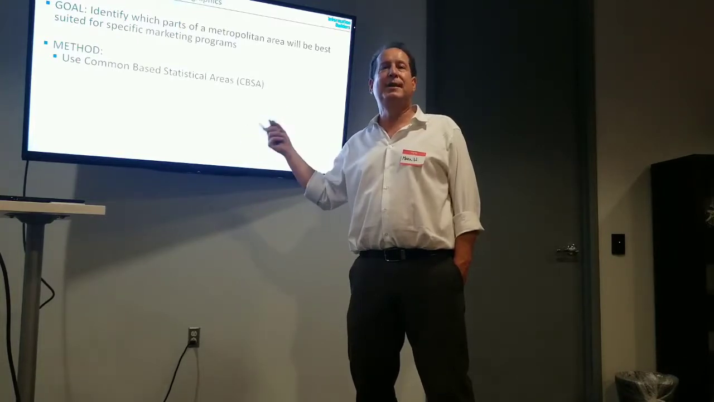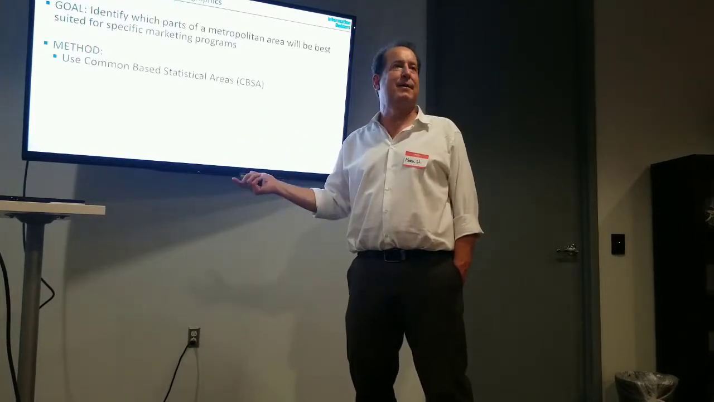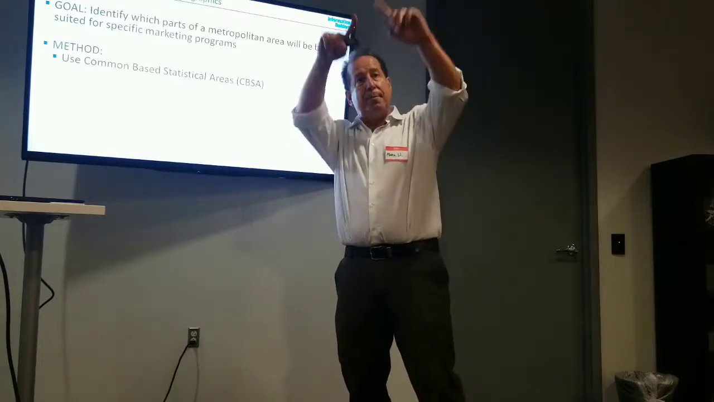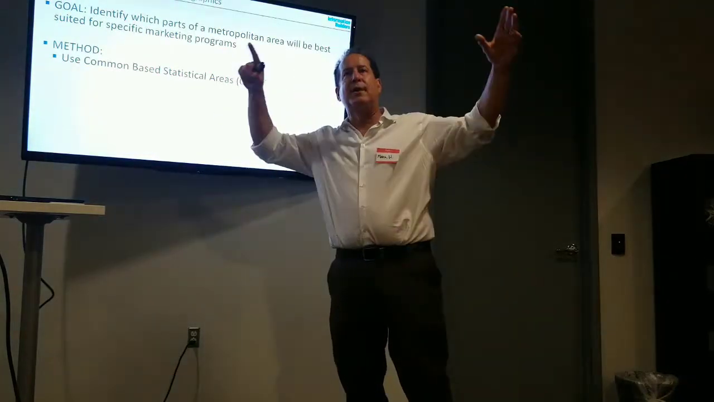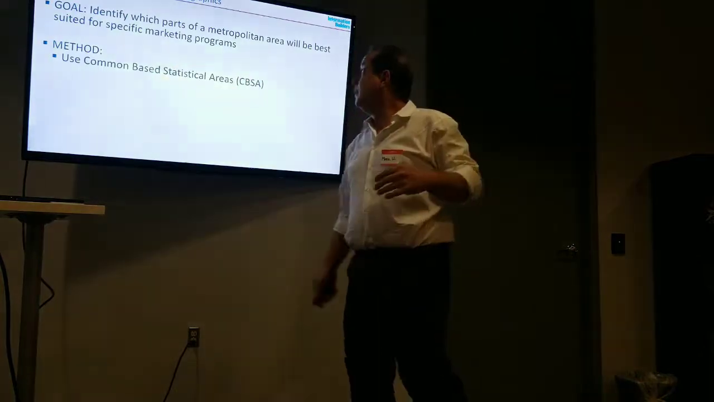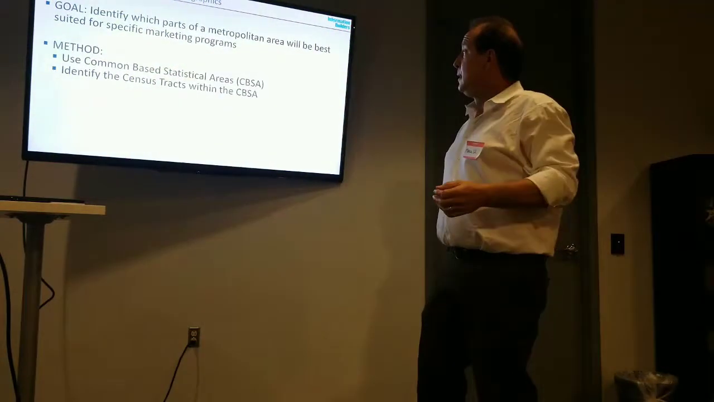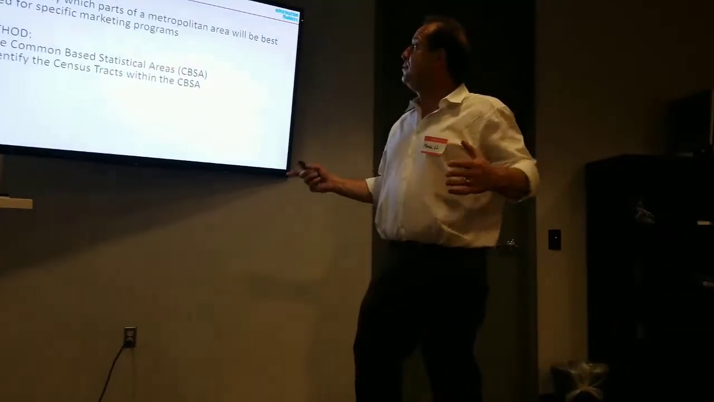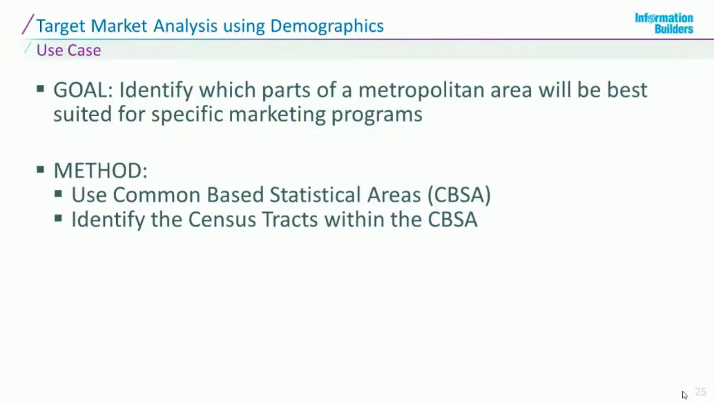Los Angeles, San Diego, Denver, Atlanta, right? Those are all CBSAs. So it's a big block. It's a polygon that outlines the city, right? Washington, D.C., okay? Baltimore. Identify the census tracts within the CBSA. What's a census tract?